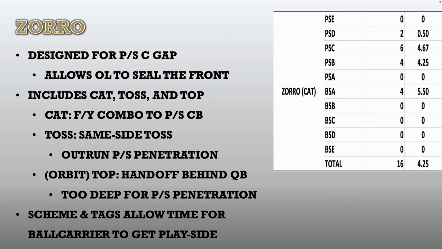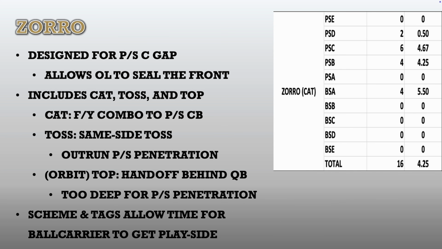So what was so successful about Zorro that contributed to a much better 4.25 yards per carry mark is that the scheme and the different tags allowed time for the ball carrier to get to the play side. The issue with base, whether it was stretch or Wanda, is that once it was cut off, there wasn't really much the offense could do. But because of the nature of Zorro, the alley stayed open longer.